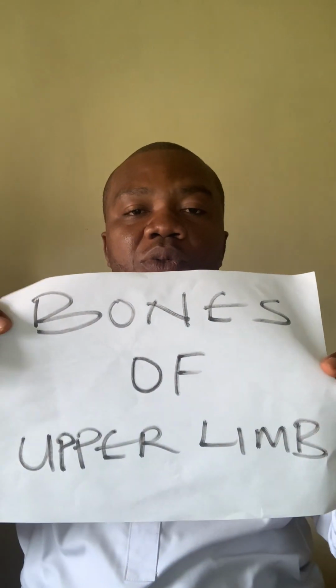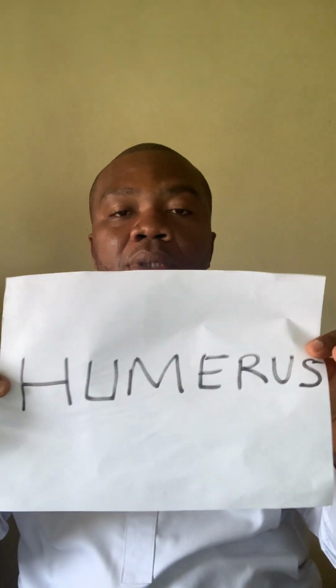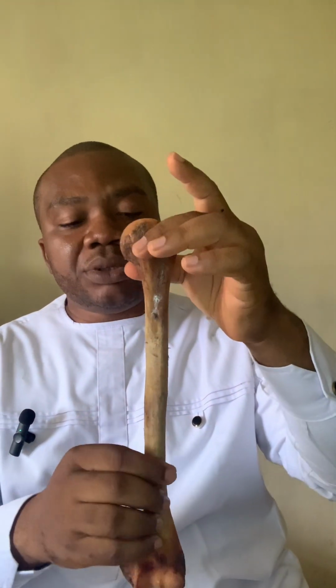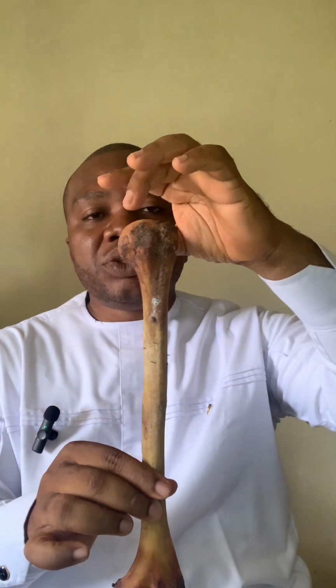Then other bones of the upper limb, you have the humerus. Look at the humerus. I will show you the bone now. The humerus is this. The humerus is also a long bone that is situated vertically like this. So this is the head of the humerus, while this is the shaft of the humerus, and that is the lower end of the humerus. The humerus superiorly makes articulation with the glenoid cavity of the scapula, which is this.